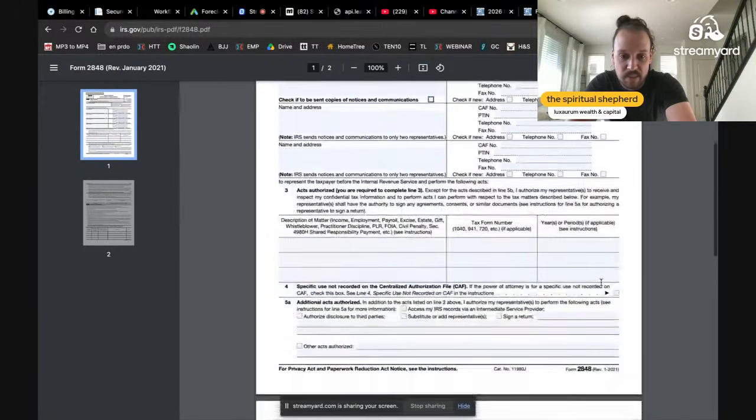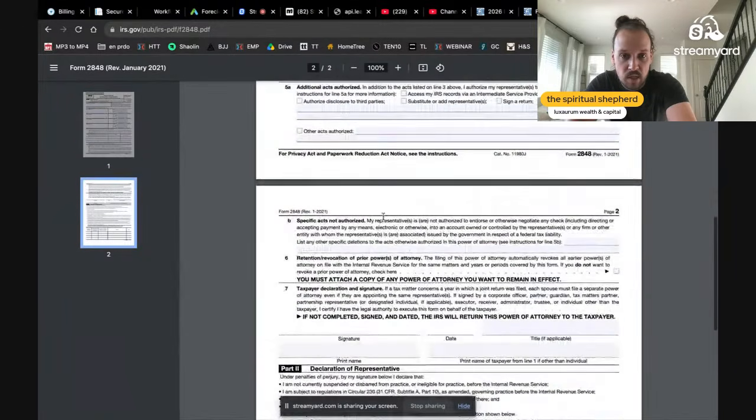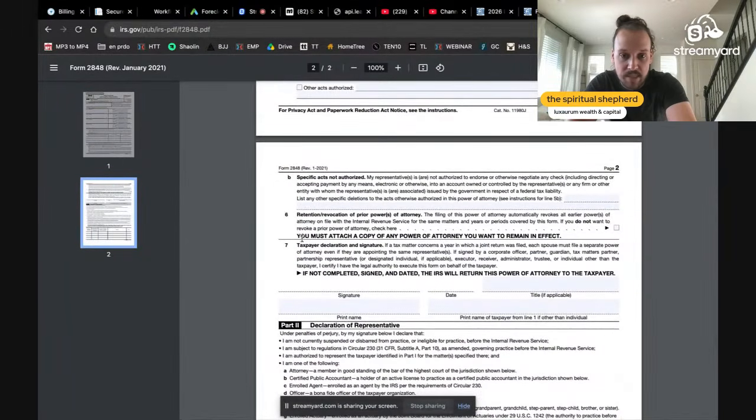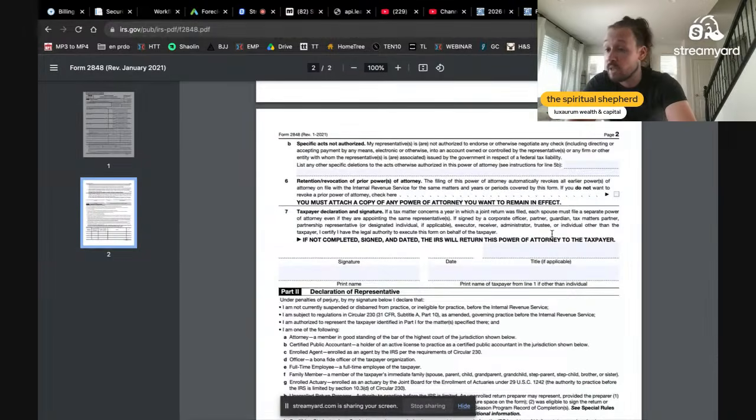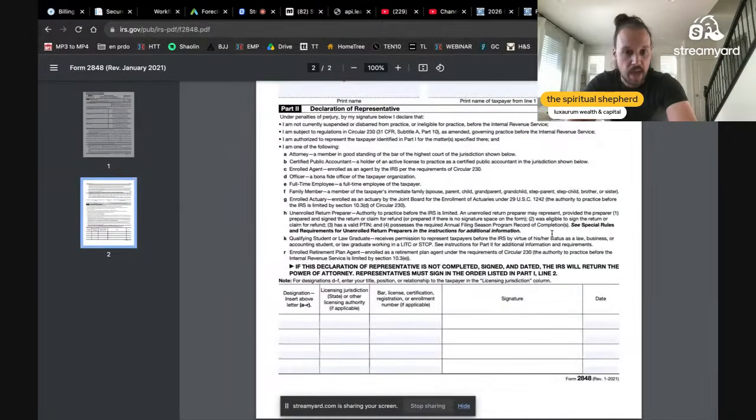You're going to have specific types of things where you can add additional notes. You must attach a copy of any power of attorney you want to remain in effect. So this revokes. You can also do a revocation of a power of attorney to all other powers of attorney that were before you, which is ultimately very important. Or you could only give them limited power of attorney. That's a big thing too. So yeah, we'll talk about that.